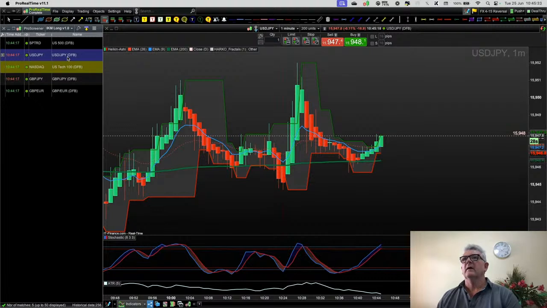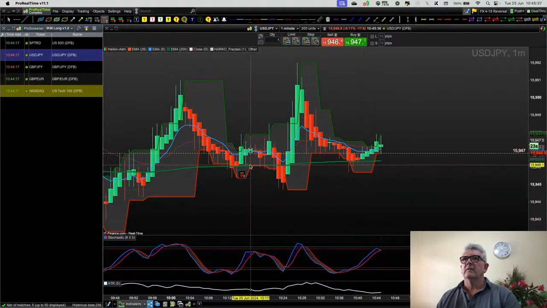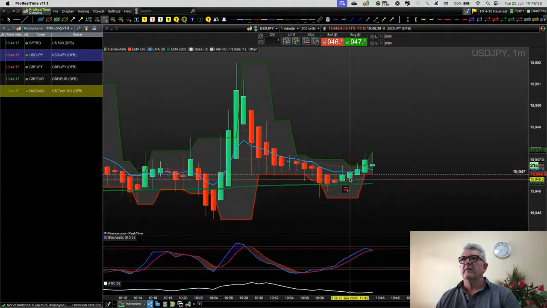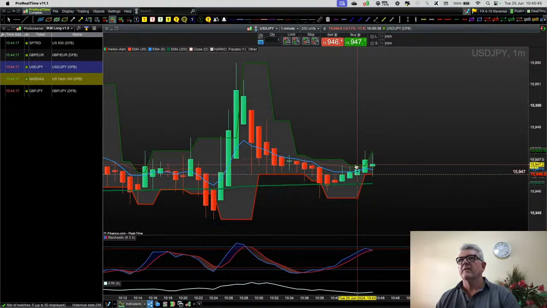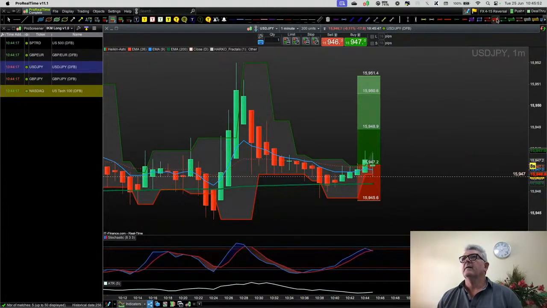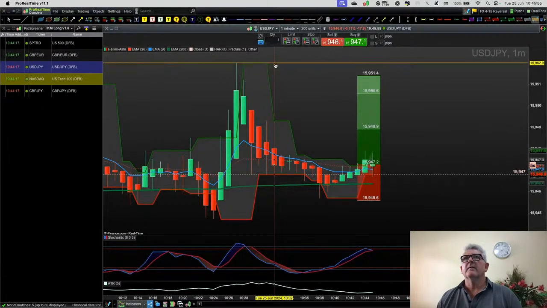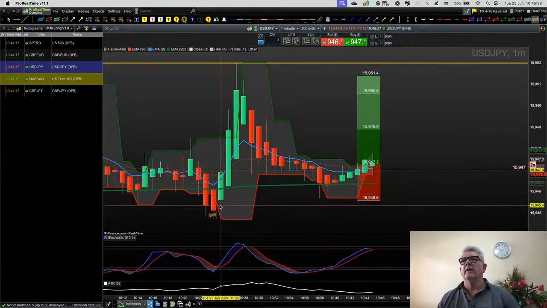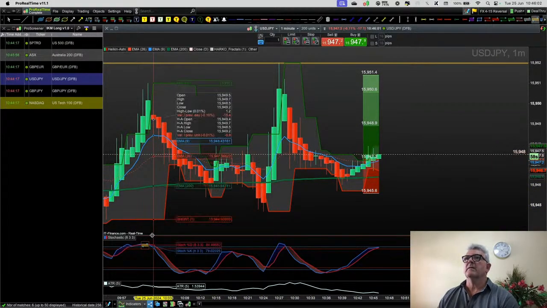USD Japan, again, it's done exactly the same. Market has come back into a consolidation. There is the break. The break is there. Stop is under here, and you are looking to trade that long. Ideally, if you're scalping into the last swing high on a 1 minute, and USD Japan, as you know, I'm long on USD Japan.